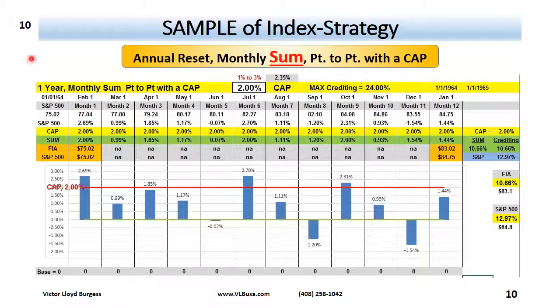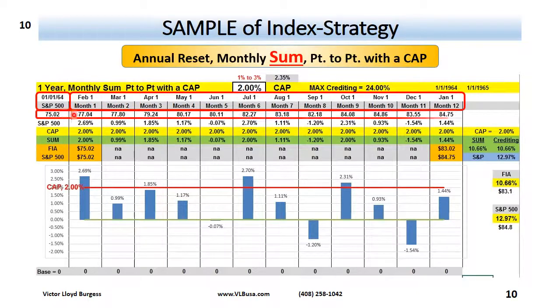First strategy we're going to look at is called the annual reset monthly sum, point to point with a cap. Sounds complicated, but let me break it down. It's really quite simple. We're going to look at the S&P 500. We're going to look at it once a month on the same date. In this example, it's the 1st of each month. We're going to write down what the S&P is at each of those days on those months for the entire year. We are then going to calculate the rate of change between those months for the entire year.